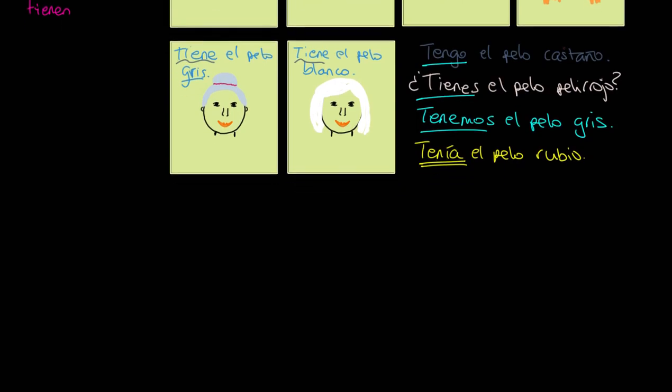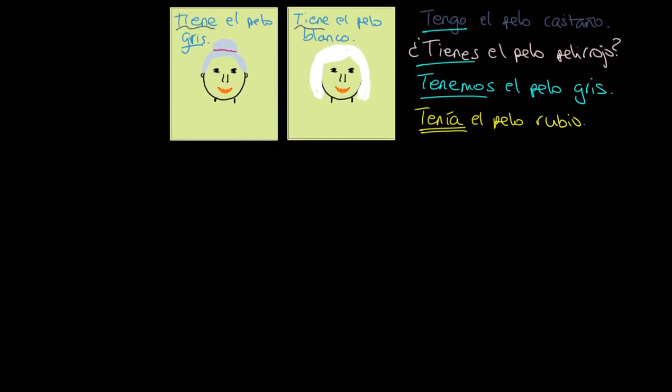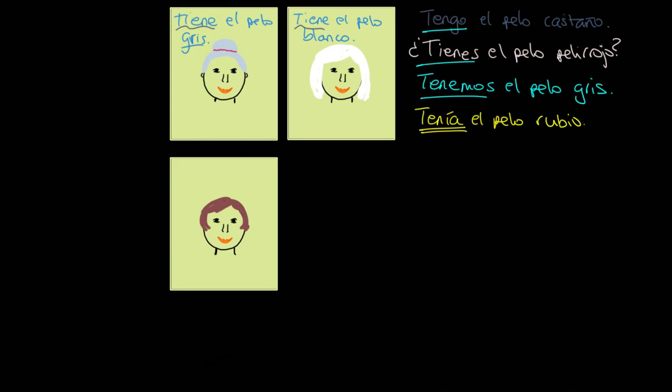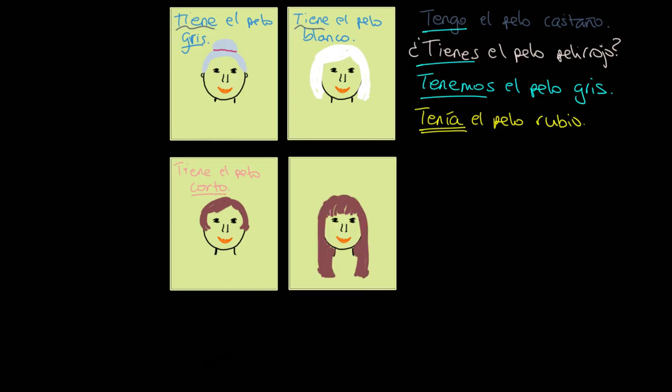Other things we can describe, other ways how we can describe someone's hair is by its length. So we could say about her, we could say tiene el pelo corto, tiene el pelo corto, okay? Or we can say tiene el pelo largo, okay? Tiene el pelo largo, corto, short, largo.